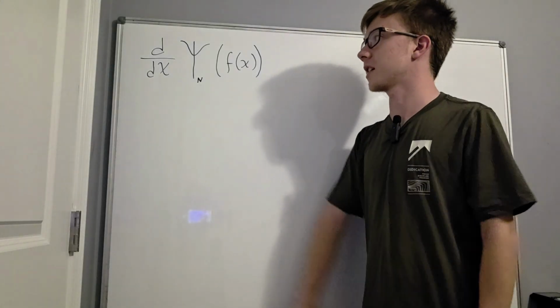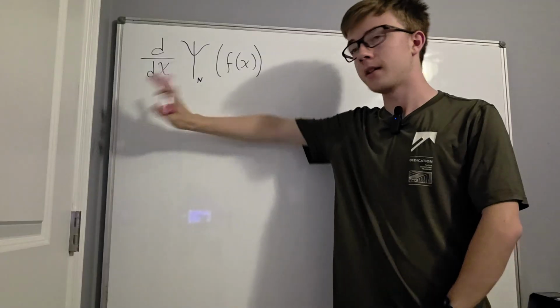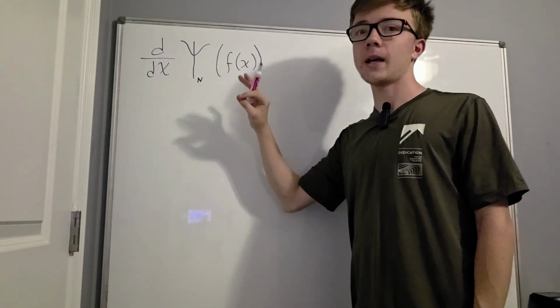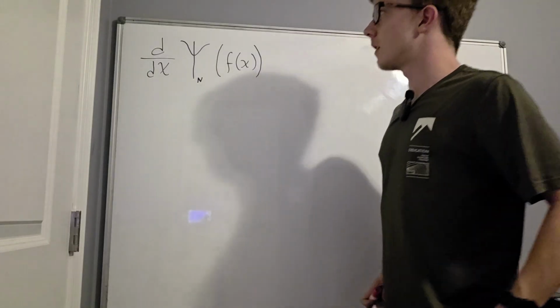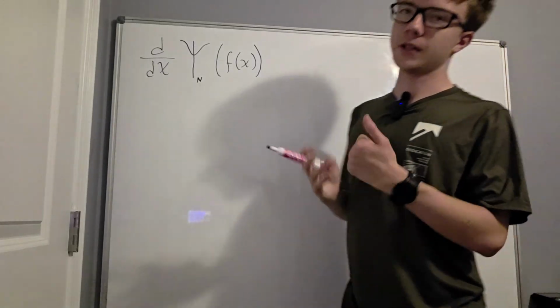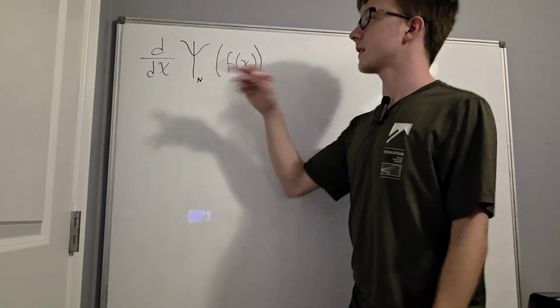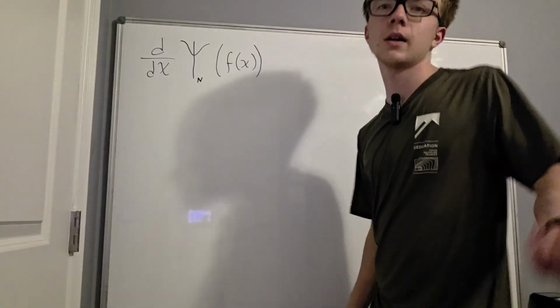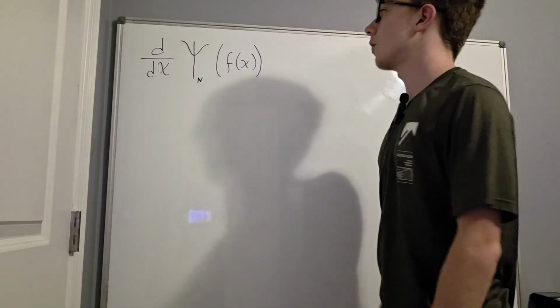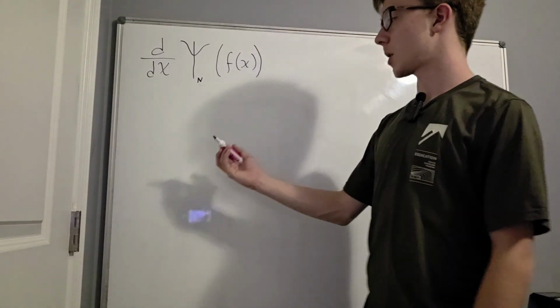Today I'm going to be talking about how to take the derivative of the nth composition of any differentiable function. Okay, so it only works if the function is differentiable at the nth composition, which a lot of functions are. So to do this, I'm just going to use the chain rule.